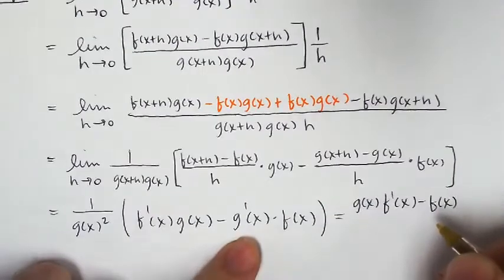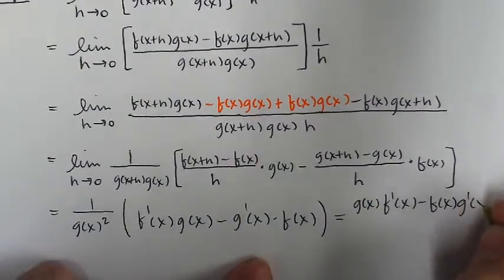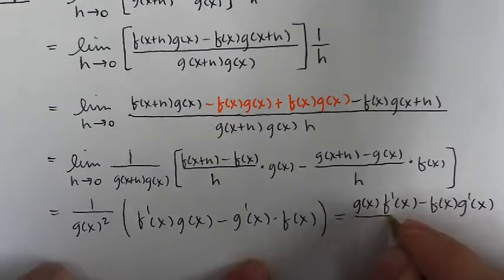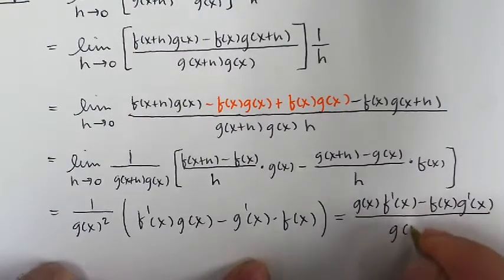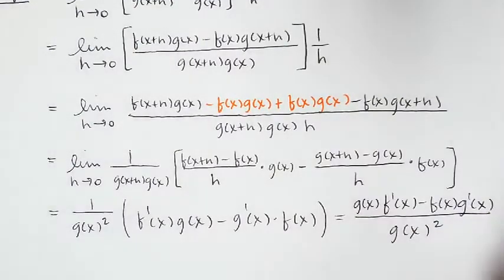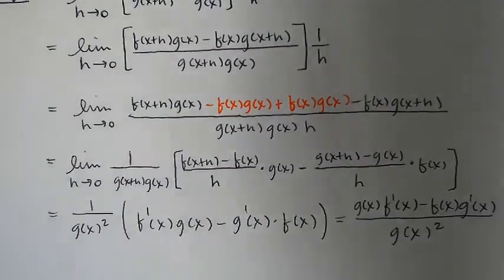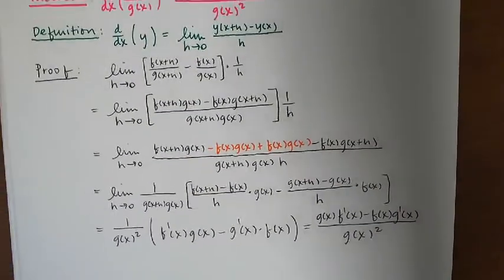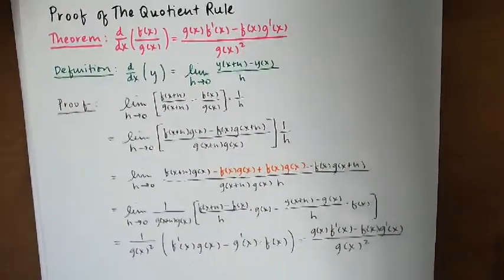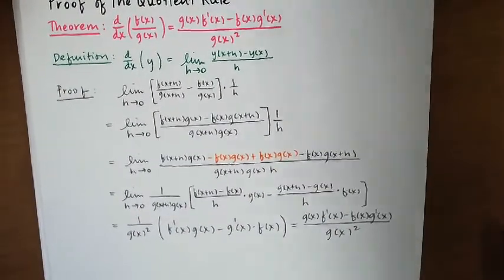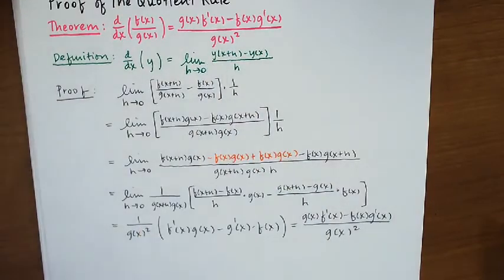Starting to run out of room here. All divided by g squared. Which, if I zoom all the way out, is what I had set out to show in the first place. So this is the quotient rule, and this is why it works using the definition of the derivative.